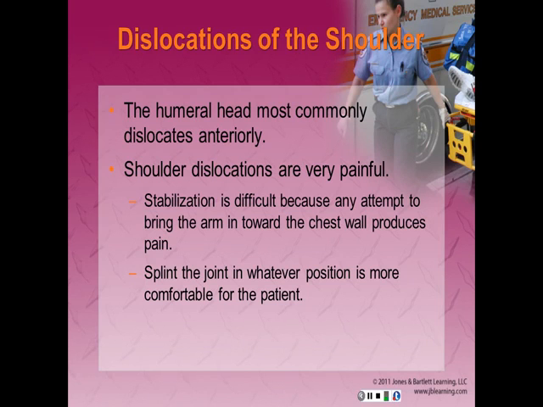Some patients may report numbness in the hand because of either nervous or circulatory compromise, and stabilization of the anterior shoulder dislocation is difficult because any attempt to bring the arm in toward the chest wall produces pain. You must splint the joint in whatever position is most comfortable for the patient. Apply a sling to the forearm and wrist to support the weight of the arm, and secure the arm in the sling to the pillow and chest with a swath, and transport the patient in a seated or semi-seated position.